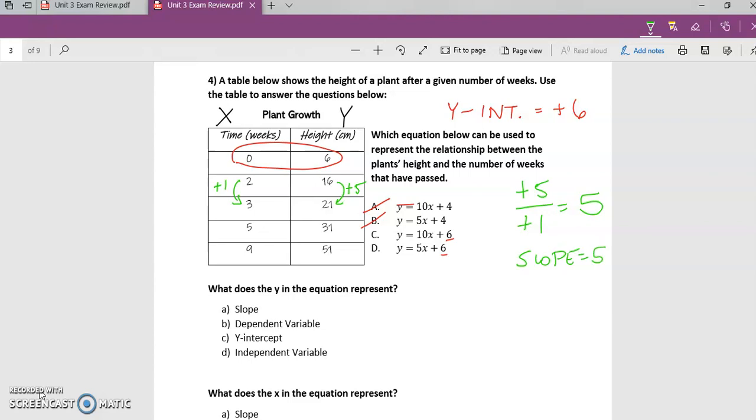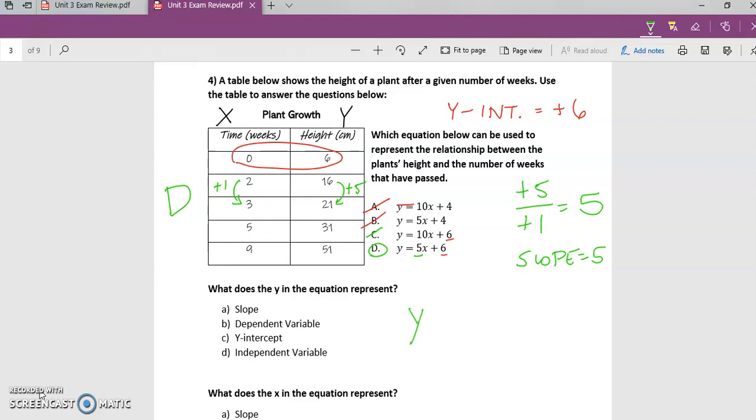So now out of these two, this is a 10x, and this is a 5x. The 5 is what I was looking for. So letter D should be my correct answer. And that's my equation for this line. If I go to the next question, it says, what does the y in the equation represent?